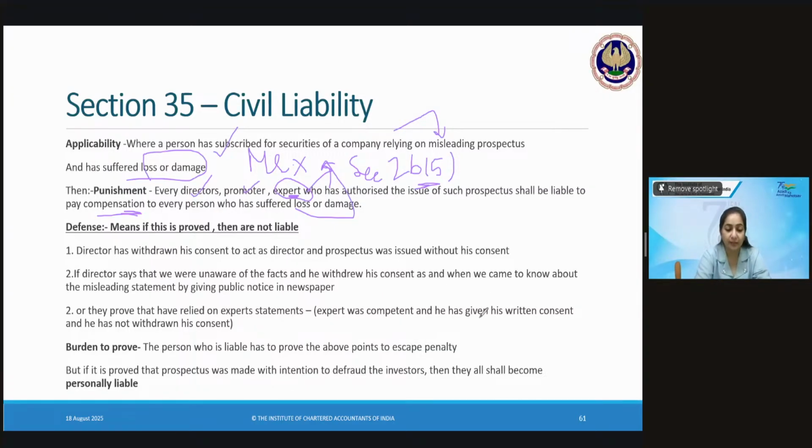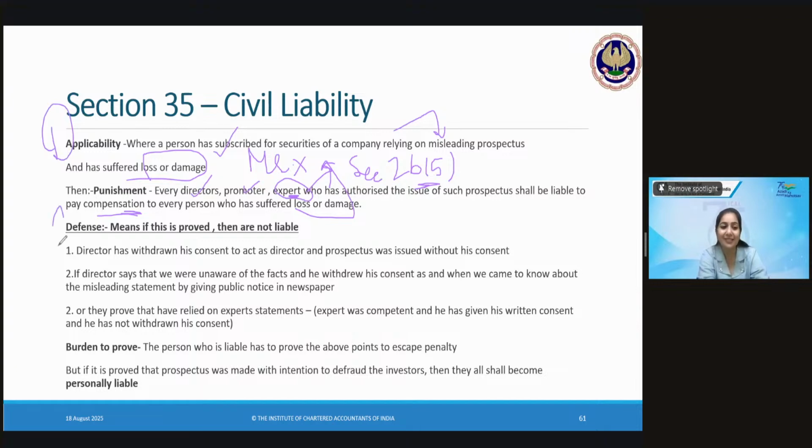What does section 35 say? Section 35 is trying to tell us that any person who has relied on this prospectus, has purchased the shares on the basis of a misleading prospectus and has suffered a loss or damage, then every director, promoter, and expert who has authorized the issue of this prospectus will pay compensation to the person who has suffered the loss. Point number 1 ये हो गया. Point number 2 क्या है?